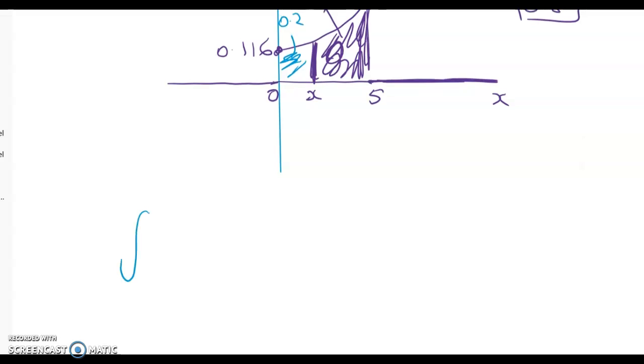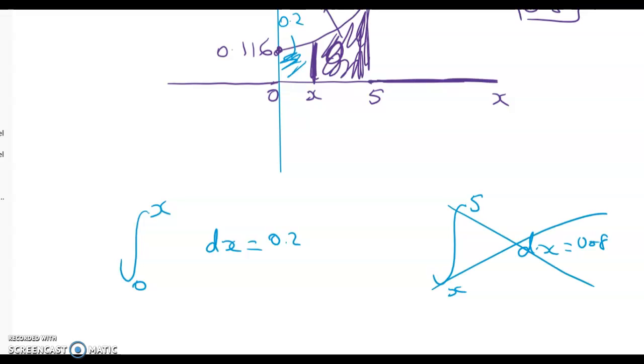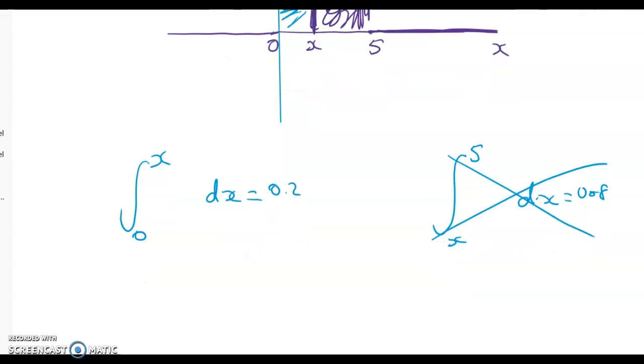So there are two ways to go here. We can find the integral between x and 0 equaling 0.2, or we can find the integral between 5 and x equaling 0.8. But you're going to have to do a little bit more work for that one. So I'm going to do it this way here.